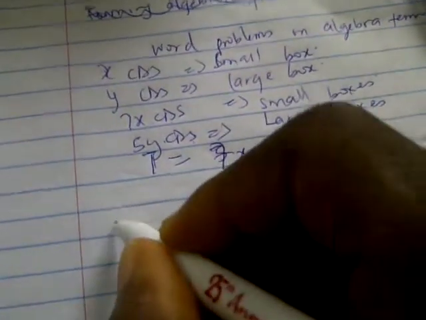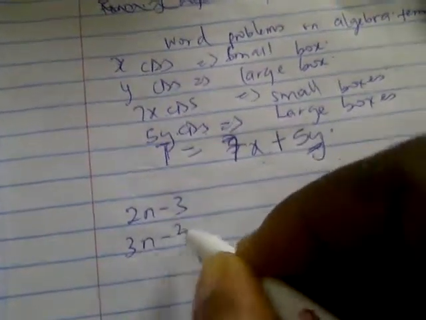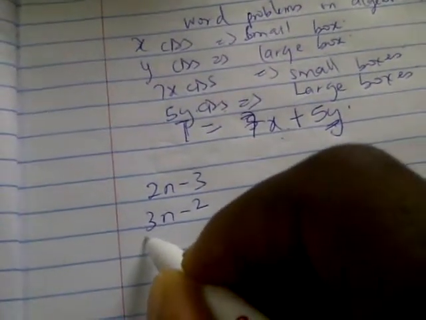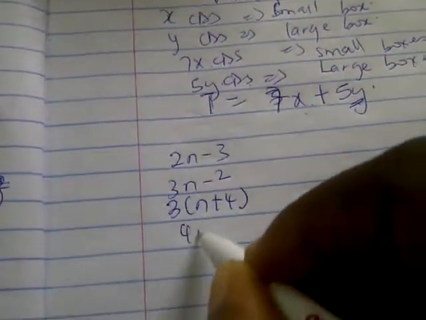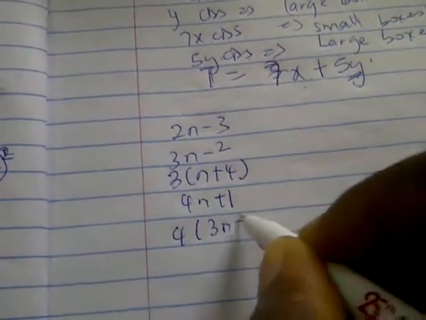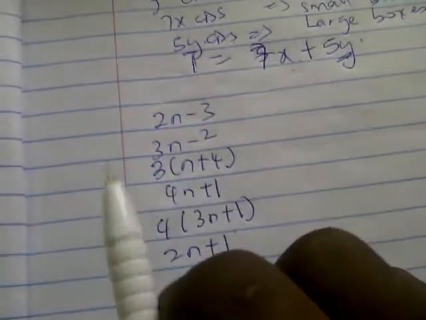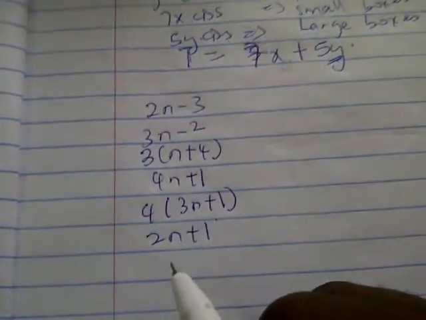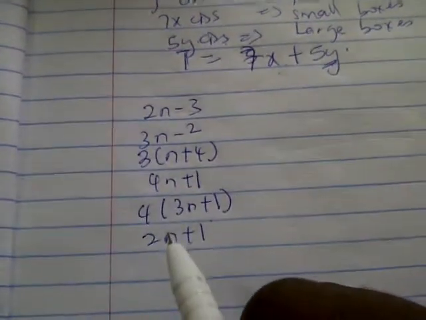Now for each one, we're going to write down all the expressions. We have 2n minus 3, we have 3n minus 2, we have 3 into n plus 4, we have 4n plus 1, we have 4 into 3n plus 1, and we have 2n plus 1. Okay, we're told to find the expression whose value is always even no matter what.